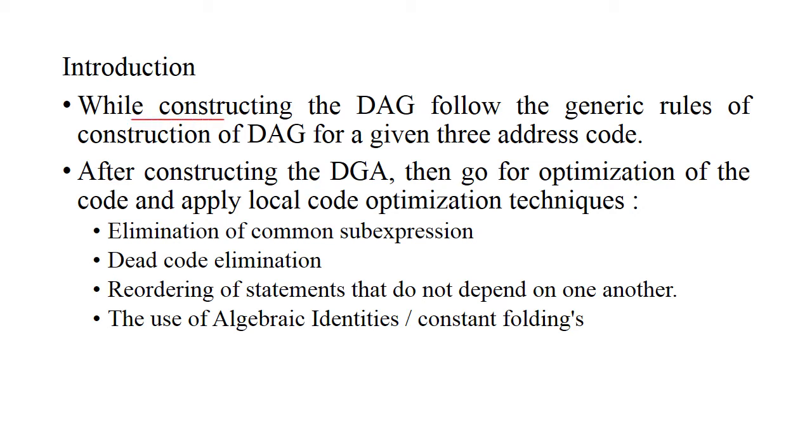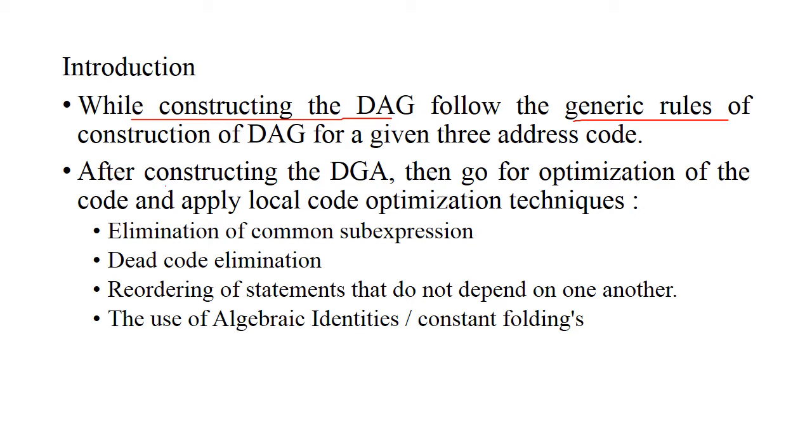See, while constructing the DAG, we have to follow the generic rules for constructing the DAG for the given three address code. While drawing the DAG, we have to add the root node and some interior nodes as the operators, because a DAG is nothing but an abstract syntax tree, and we have to follow the rules of the abstract syntax tree. The leaf nodes are the identifiers or some constant values. So all of you have to remember those rules to construct the DAG.